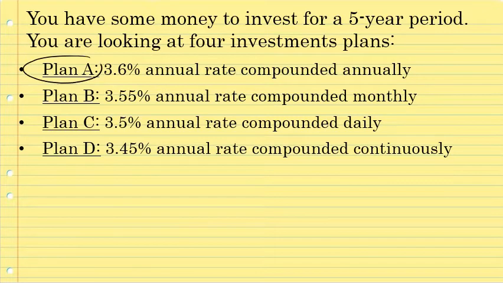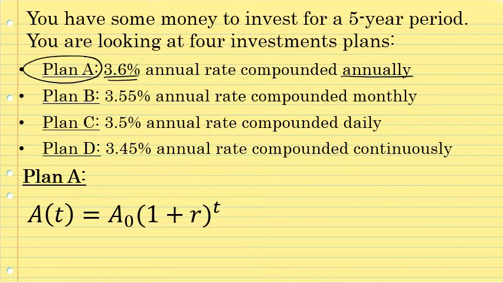First, let's consider Plan A. This is the plan that has a 3.6% annual rate, and it's compounded annually, just once a year. For this plan, we can use the simple exponential growth formula, a sub 0 times 1 plus r, the rate, to the power of t. To use this formula, we'll begin with an initial amount.